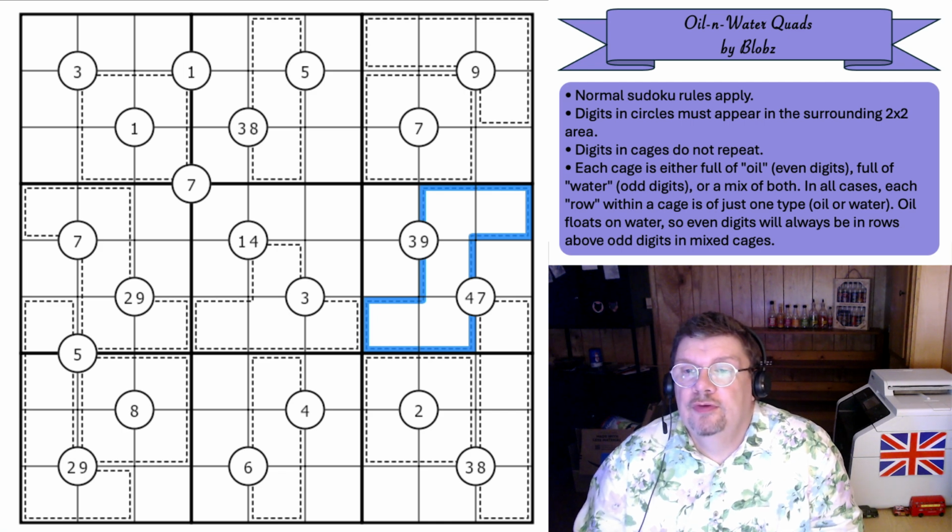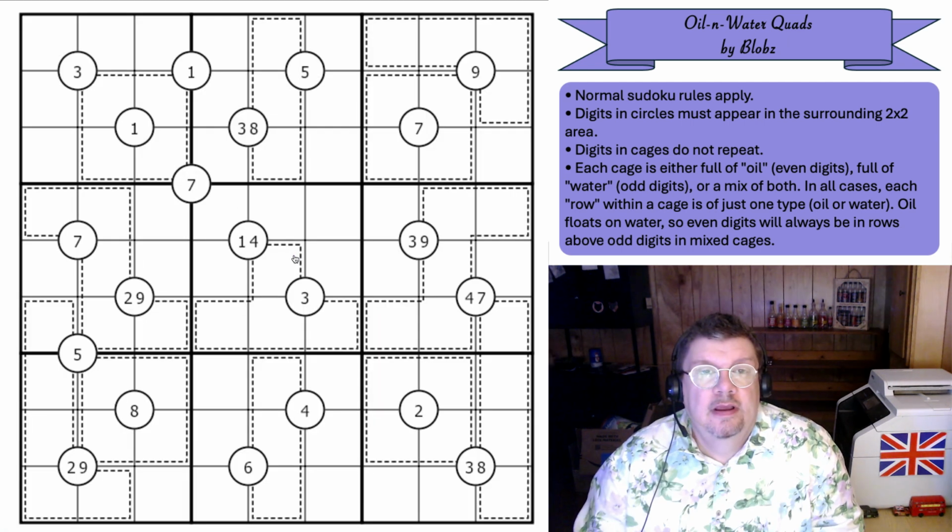I am going to restart the puzzle to reset the timer, and let's begin.